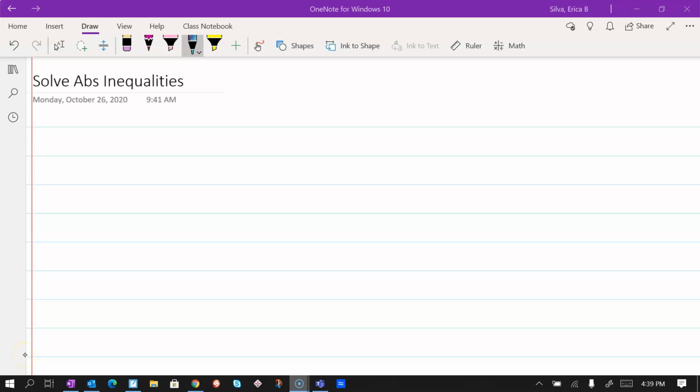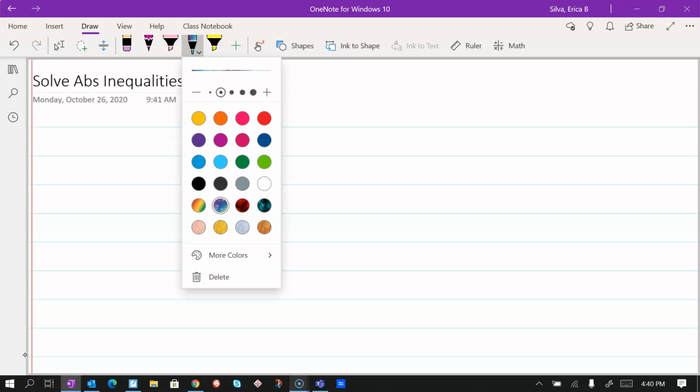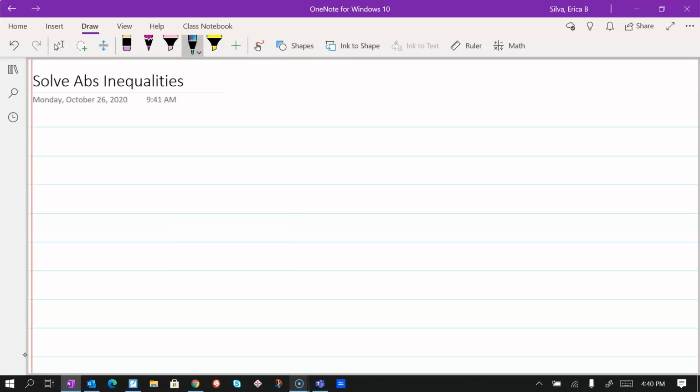For this lesson, we're going to be solving absolute value inequalities. We solve absolute value inequalities just like we solve absolute value equations, but our solutions for absolute value inequalities are represented by shading and closed circles.